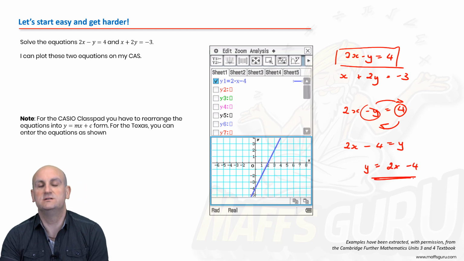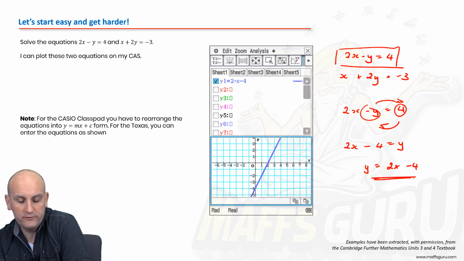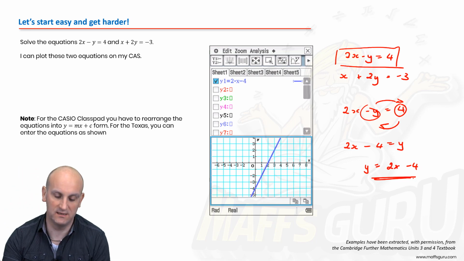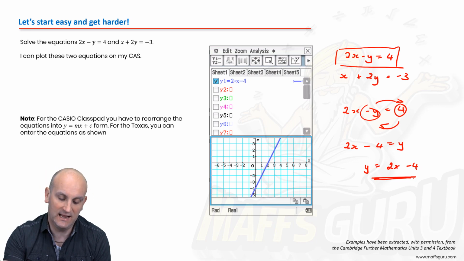Now actually you can get your CAS to do that for you by solving, but again, a whole new discussion and probably outside the scope of this particular video. Don't worry about it. So there we go. We got the equation 2x minus 4, and when I put it into my CAS and sketch it, out comes that funky graph below. And let's just check.